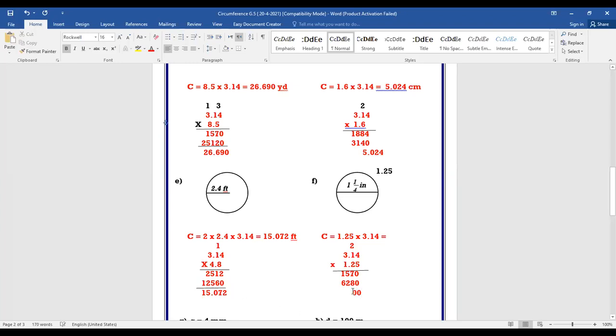1 multiplied by 4 equals 4. 1 multiplied by 1 equals 1. 1 multiplied by 3 equals 3. And now we add the three numbers.